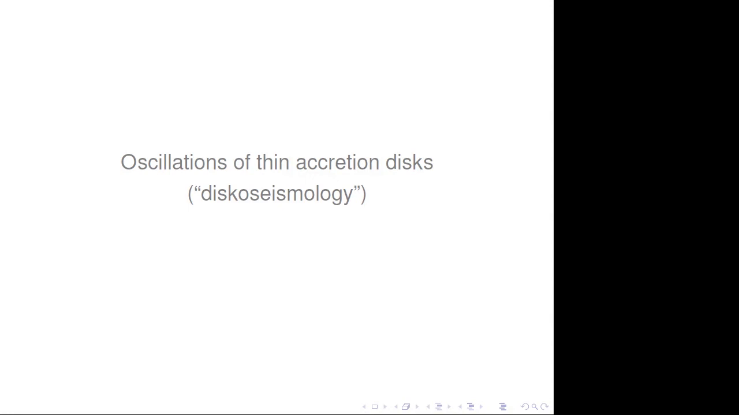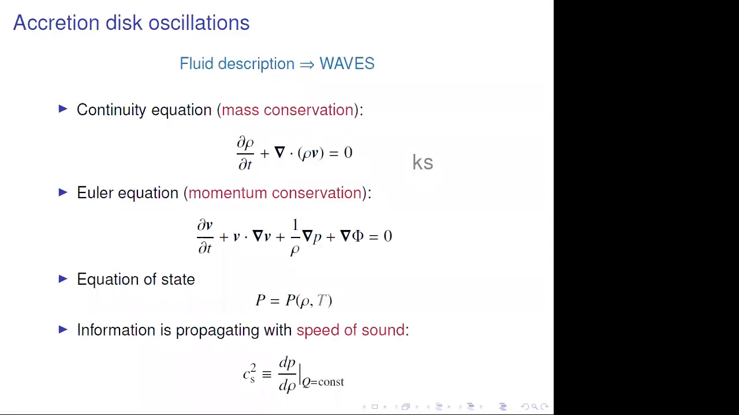This name was invented by Professor Bob Wagoner, and you know, you now have seismology, about Earth, and you have helioseismology, so there is also another seismology related to oscillations of accretion disks. Seismology is a big thing in the stars.